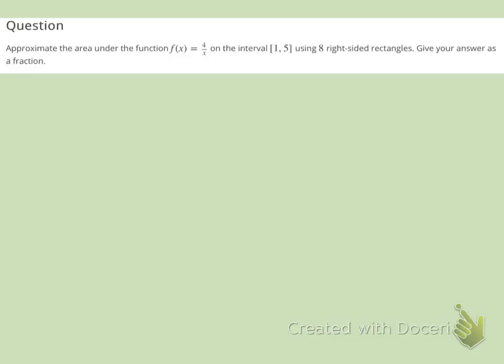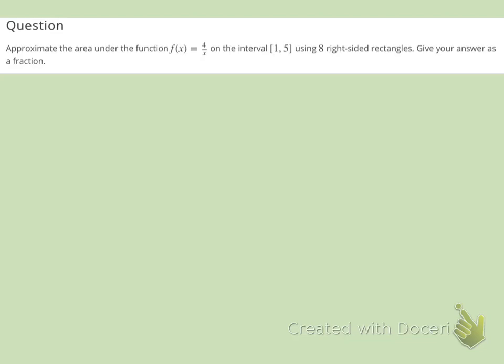Hi everyone. This is the fourth practice problem for section 5.1, and we're going to approximate the area under the curve given this function, f of x equals 4 over x, on the interval from 1 to 5 using 8 right-sided rectangles.